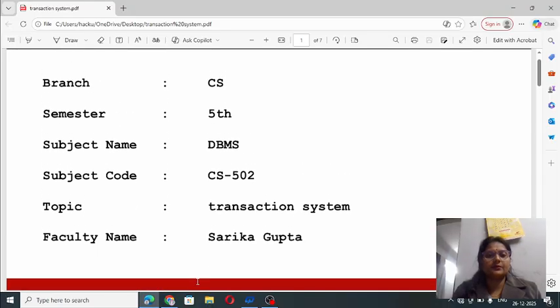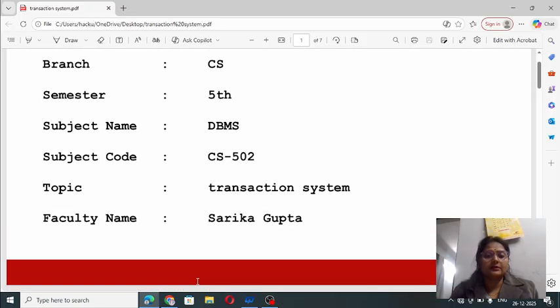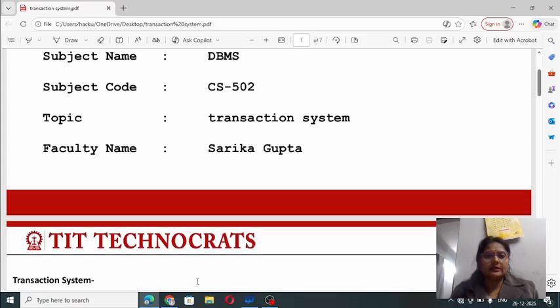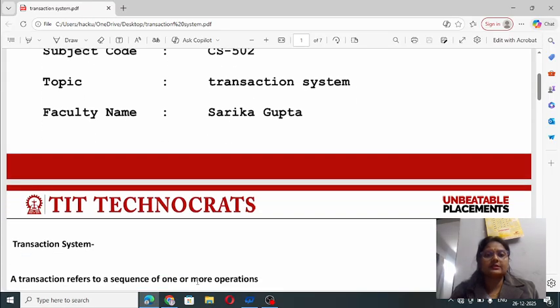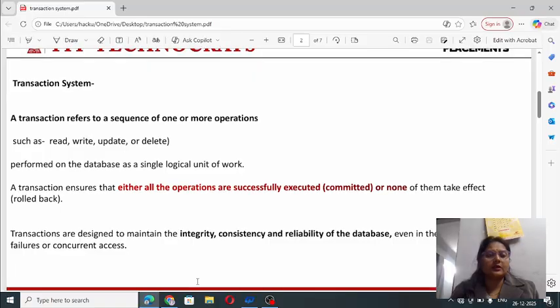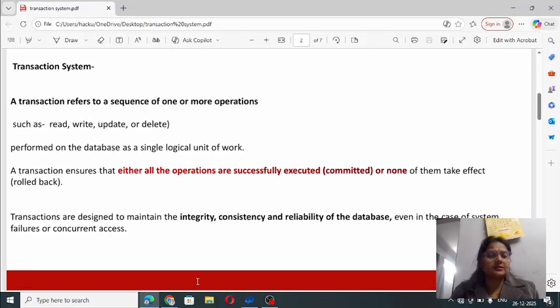My name is Sarika Gupta and I am a teacher of the CSE department. I want to give a general awareness of the transaction system. Now let's start: what is a transaction system?